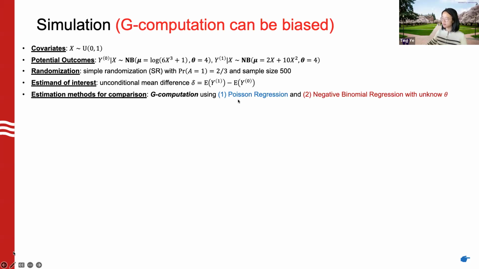And here we consider two estimation methods. One is using Poisson regression, which is a misspecified model, but this is a canonical link for GLM. And the second is negative binomial regression with unknown dispersion parameter.